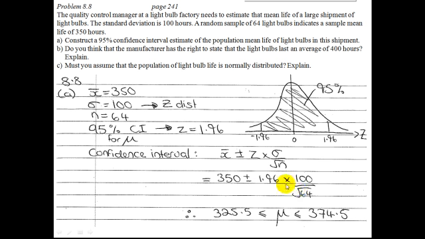Always work out the adding and subtracting component separately. So do 1.96 times 100 over the square root of 64 first. If you work out that component separately, you should get 24.5. You can then add it on to 350 as well as subtract it. Add it on to come up with the upper boundary of 374.5. Subtract it to come up with the lower boundary of 325.5. So there we have our confidence interval, and we've completed part A.